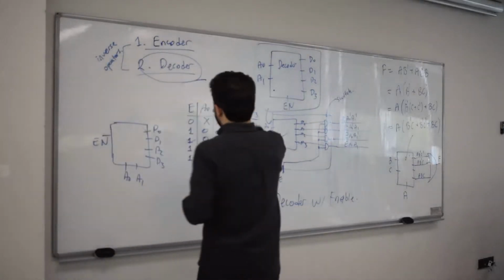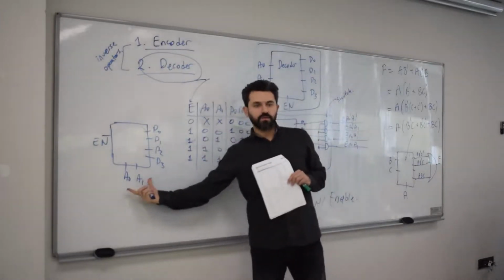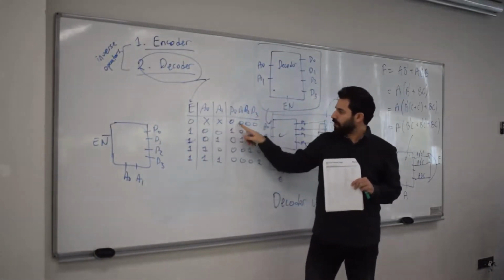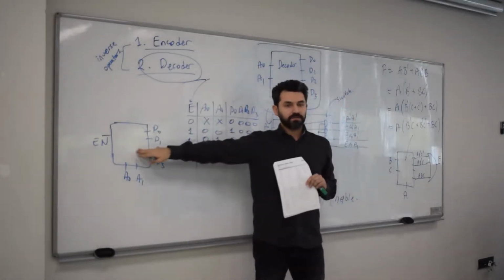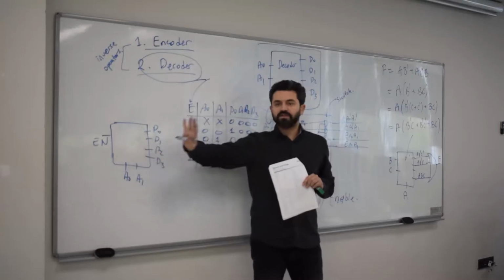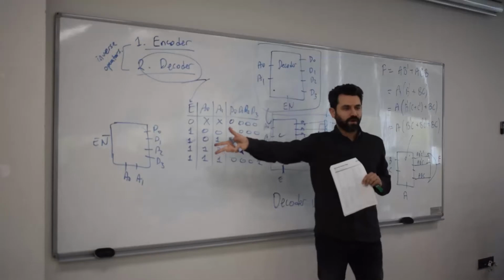When I see an enable of 0, I don't care about the A0 and A1. I actually see all of the outputs are zeros, okay? This is the same circuit, by the way, guys. I didn't do anything magical yet. It's just the same thing. I actually just turned it around.